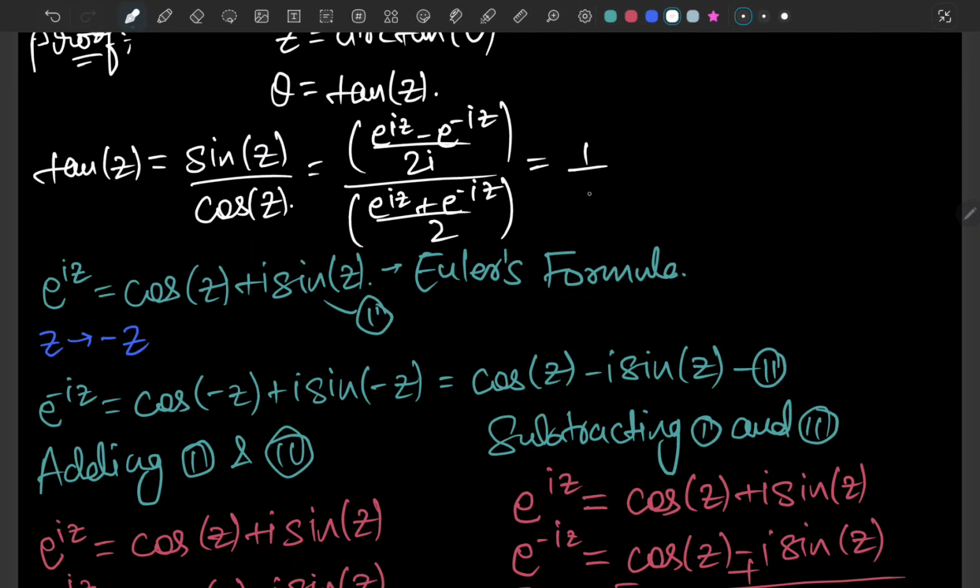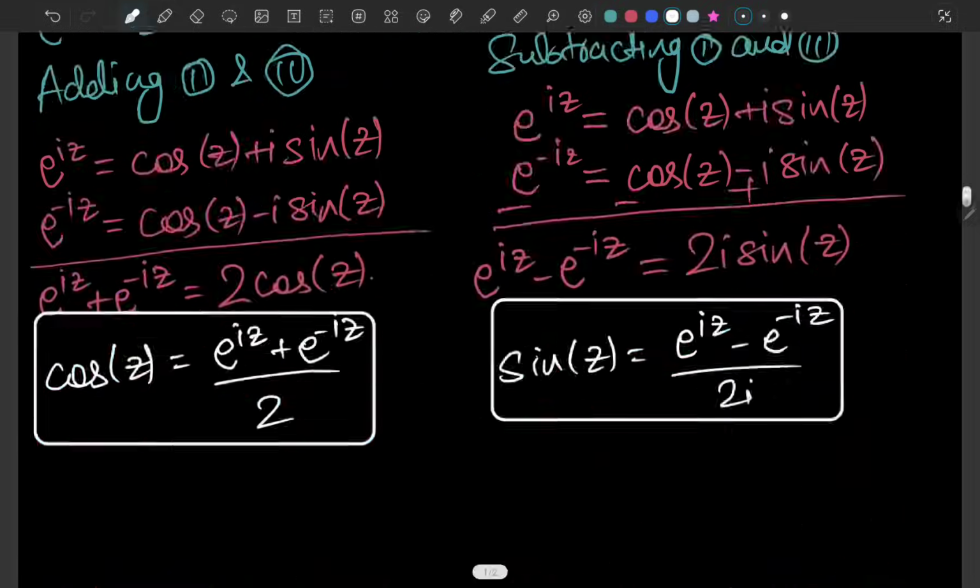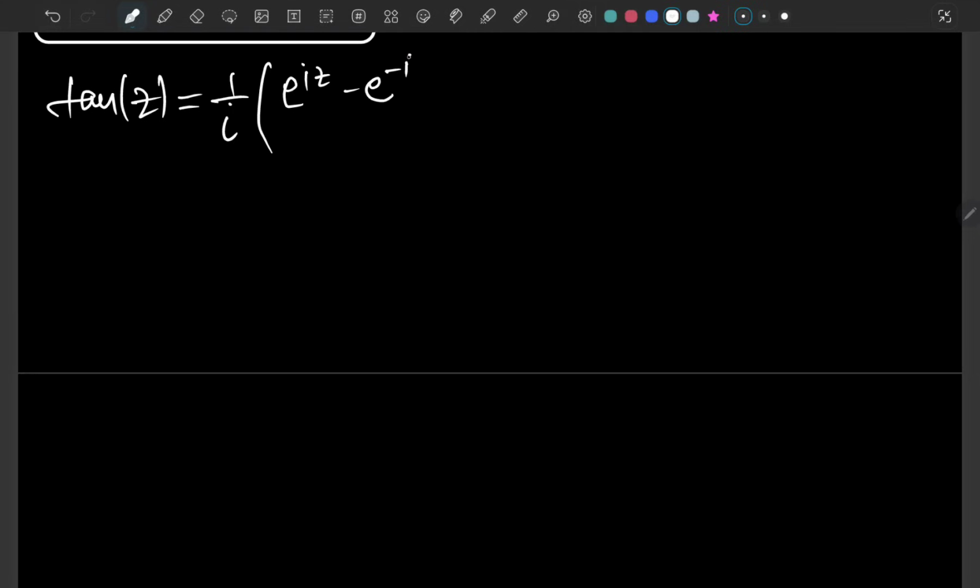And from here we can say we are having 1/i times (e^(iz) - e^(-iz)) over (e^(iz) + e^(-iz)). And now from there we are having tangent of z as 1/i times (e^(iz) - e^(-iz)) over (e^(iz) + e^(-iz)).